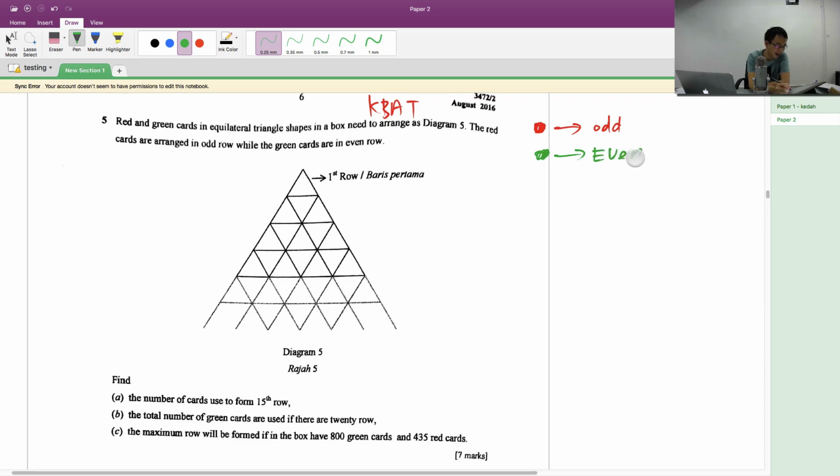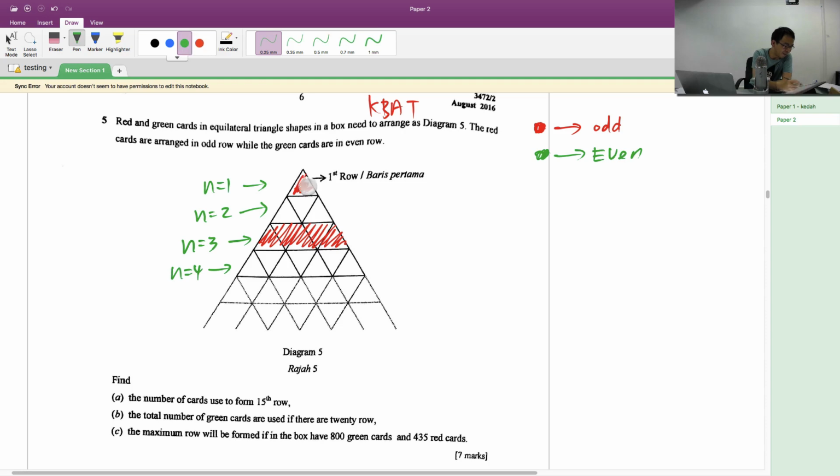And what do I mean by that? The first row, n equals 1. The second row, n equals 2. Third row, n equals 3. Fourth row, n equals 4. So that means odd numbers means 1, 3, isn't it? So odd-numbered rows are all red color. This one means all is red color.